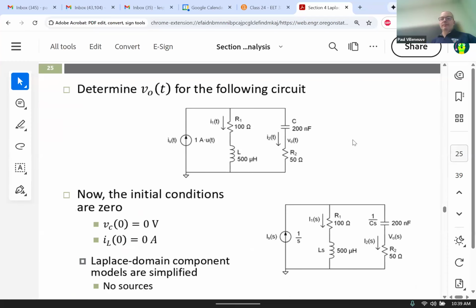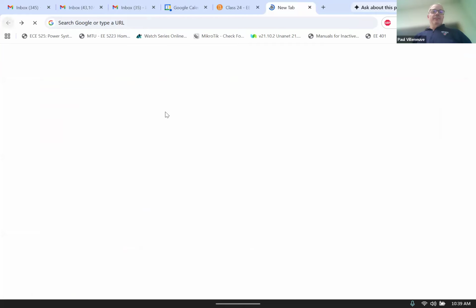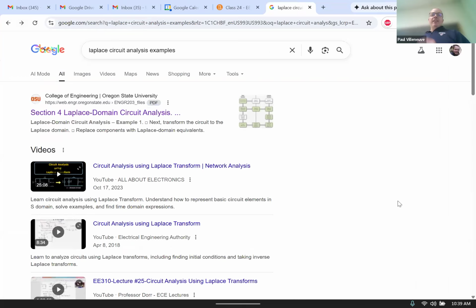Here's another one. All I did was, I'll tell you what I searched. Laplace circuit analysis examples. That's what I typed in. That was the very first problem I found.